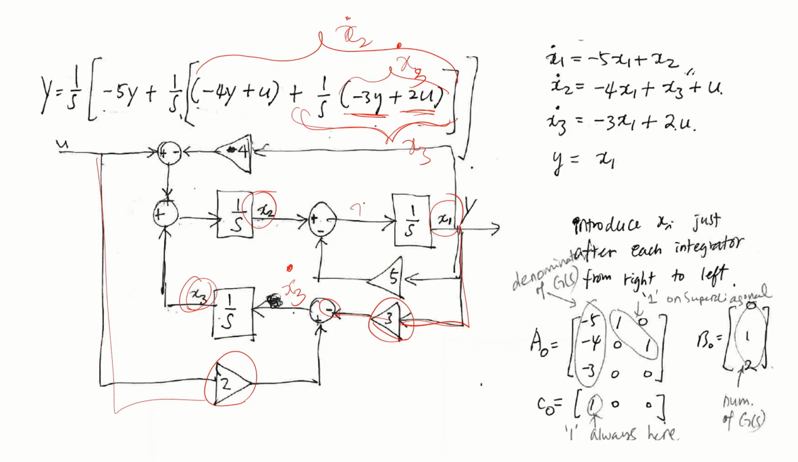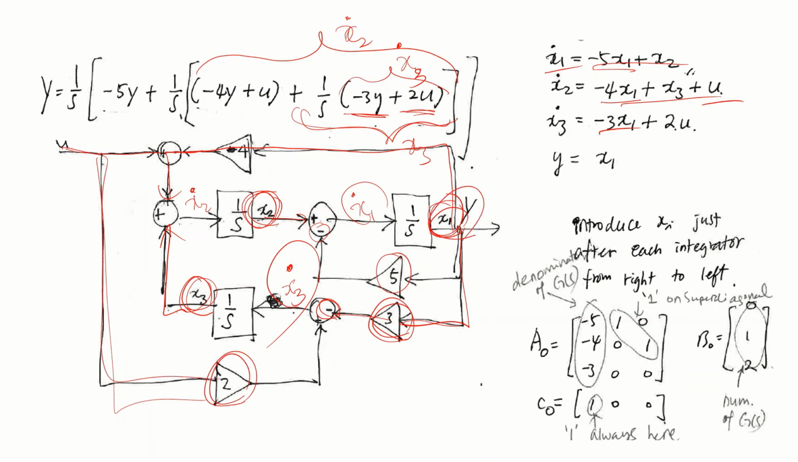Okay, so x1 dot, this is x1 dot here. So x1 dot is minus 5x1 plus x2. And x2 dot, here comes x2 dot, is minus 4x1 plus u, plus x3. Okay, x3 comes. And x3 dot here is minus 3x1 plus 2 times u. Okay, and obviously y is equal to x1.